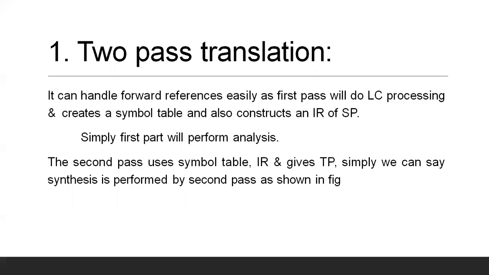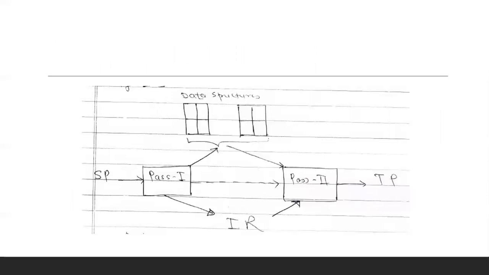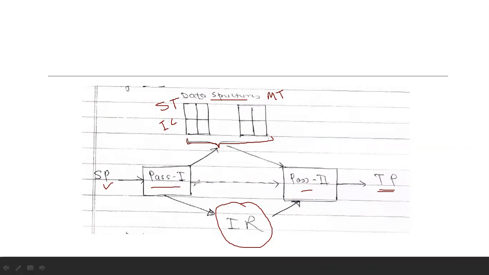Now let us see the diagram for two pass translation. You can see here source program is given as input to pass 1. This pass 1 generates different data structures. Mnemonic table is already present. Symbol table is generated. IC is generated. The combination of all is nothing but IR. Now pass 2 takes IR, uses mnemonic table and different tables present from the data structures and generates the target program.